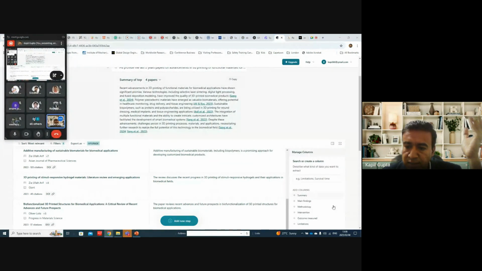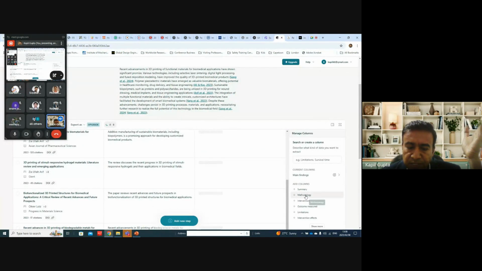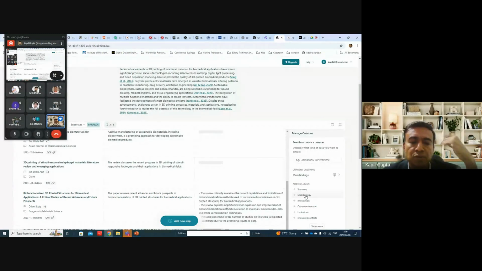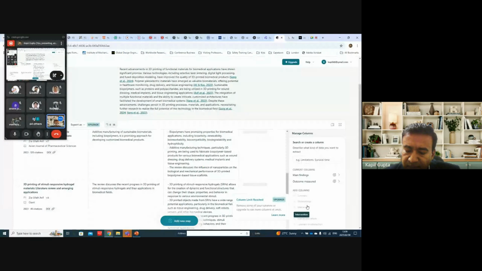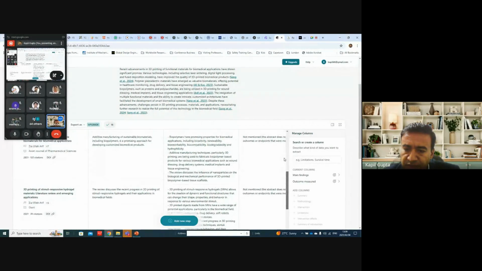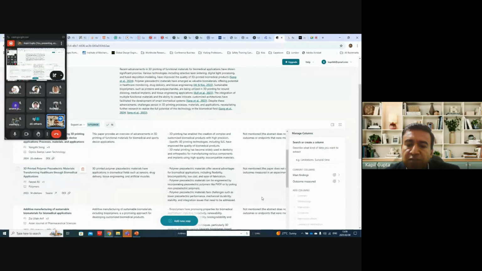Let's say, what do you want? You want a summary, you want main findings related to those papers, you want the methodology followed in those papers. If it is a review paper, then what methodology was followed to develop that review. So whatever is of your interest, you can go with that paper in detail, or you can delete it and further utilize this information to extract more information from that particular reference. So outcome measured or limitations. It is asking me to upgrade, but it's fine. Like I have shown you main findings, abstract summary, outcome measured. This is how you can be facilitated by these AI generators.